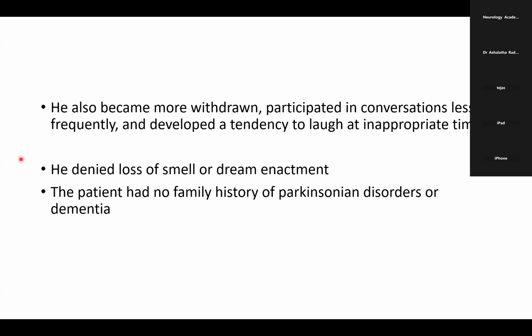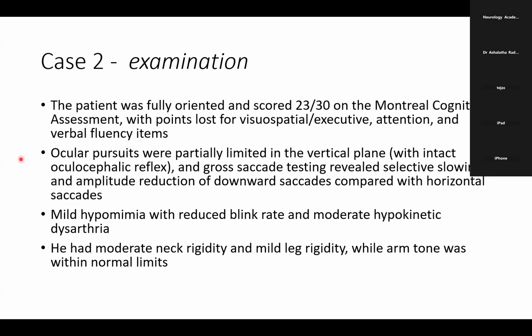He also became more withdrawn, participated less frequently in conversations, and developed a tendency to laugh at inappropriate times. He denied loss of smell or dream enactment. The patient had no family history of Parkinsonism, Parkinsonian disorders, or dementia. On examination, he was fully oriented and scored 23 out of 30 on the MoCA, with points lost for visuospatial and executive function, attention, and verbal fluency items.